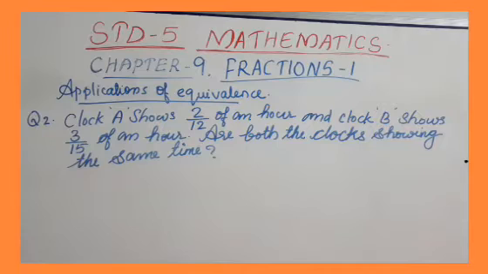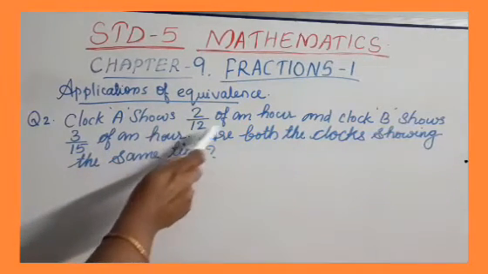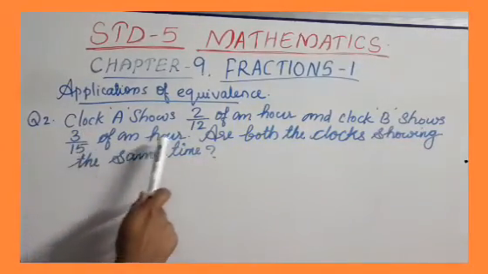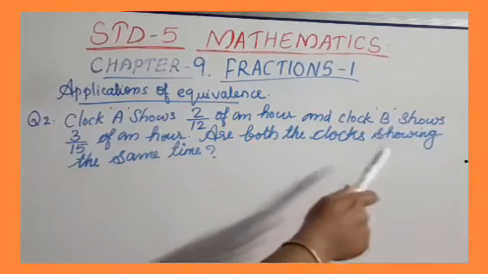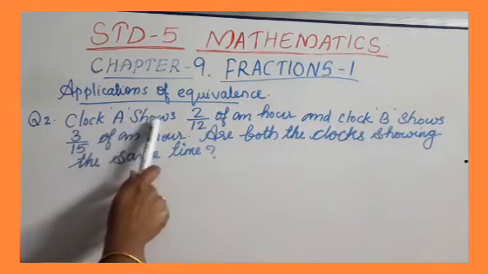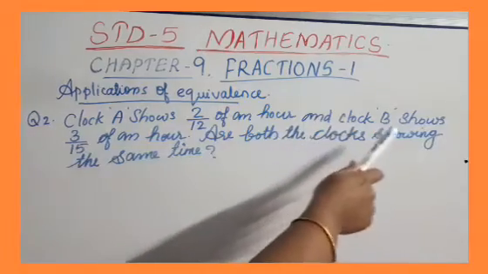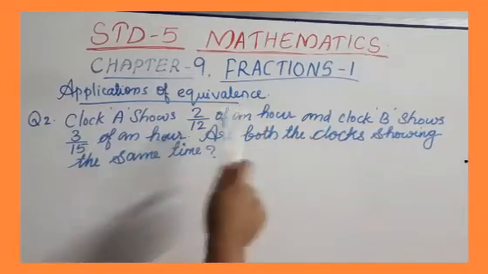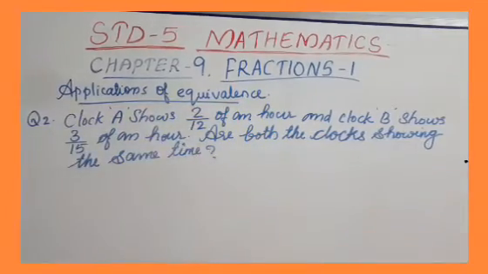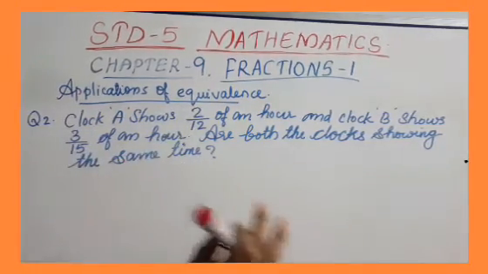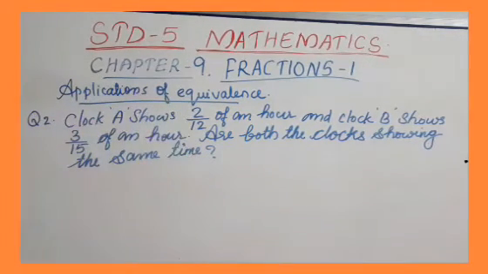Now question number 2. Clock A shows 2 by 12 of an hour and clock B shows 3 by 15 of an hour. Are both the clocks showing the same time? Read the question once again. Clock A shows 2 by 12 of an hour and clock B shows 3 by 15 of an hour. Are both the clocks showing the same time? So here we have to check whether these two fractions are the same or not. And how can we check the equivalence of the fractions?